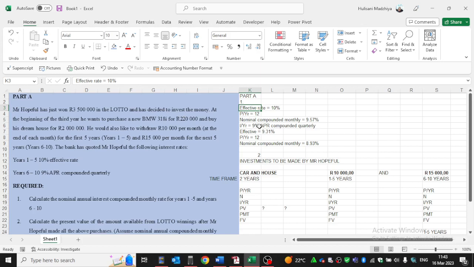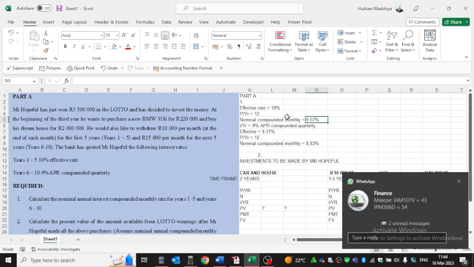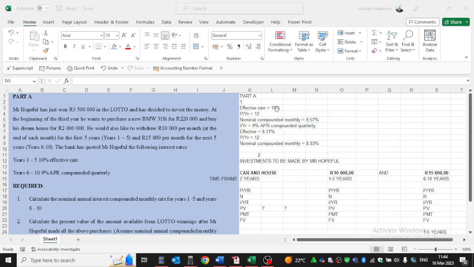Based on the calculation we did, we say the effective interest rate is 10% on our calculator, and then we say the payments over the year, or the payment period, is now 12. So what will be the nominal interest rate equivalent to a 10% effective interest rate? We will find out it is 9.57%. Meaning he actually earns 9.57% on a monthly basis until the end of the year, which is equivalent to earning 10% over just 1 year.